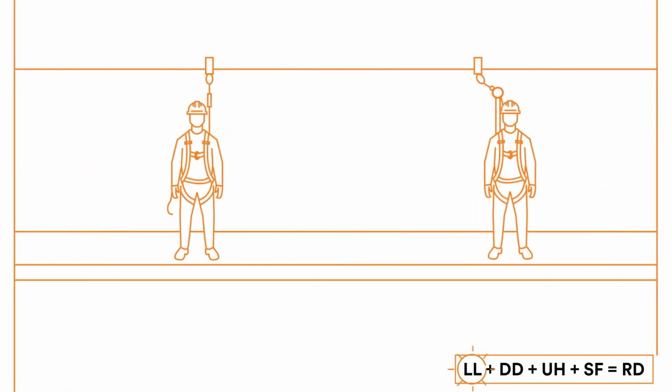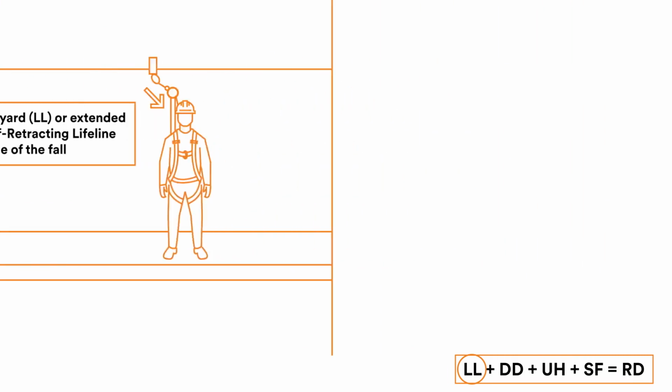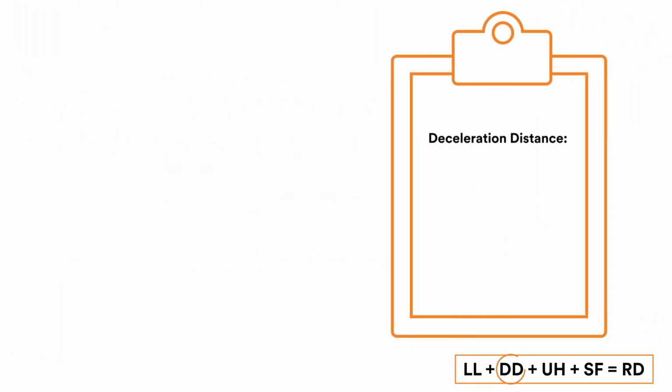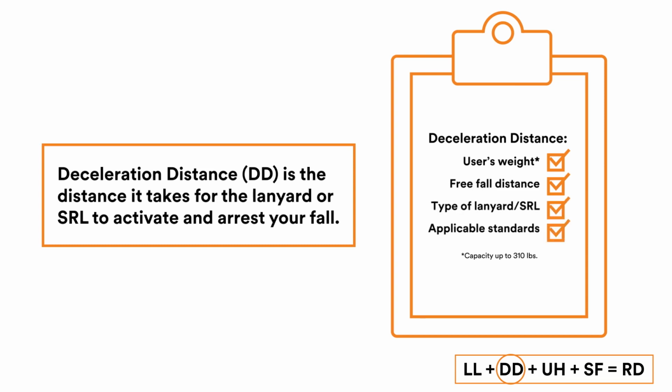The first factor in the equation is the full length of your lanyard, or the extended length of your self-retracting lifeline at the time of the fall. The second factor is deceleration distance, or the distance it takes for your lanyard or SRL to activate and arrest your fall. This is based on user weight, free fall distance, the type of lanyard or SRL, and applicable standards.